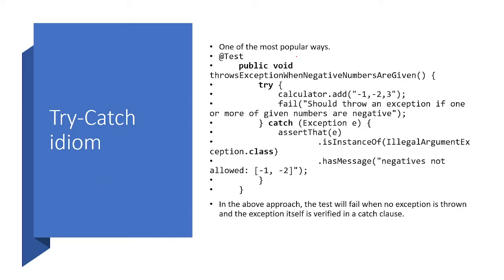For the try and catch idiom, this is one of the most popular ways. Now let's break down this code. We have our @Test annotation. Now, we're saying throws exception when negative numbers are given. We're saying try calculator.add(-1, -2, 3). Fail: should throw an exception if one or more given numbers are negative.